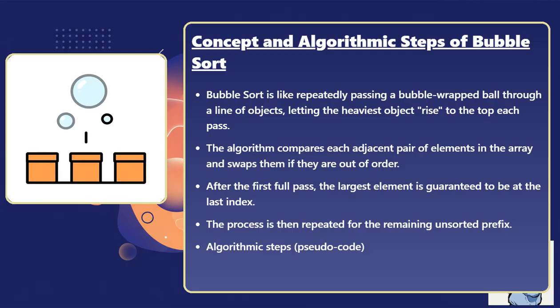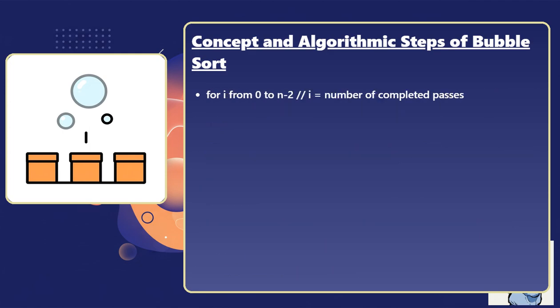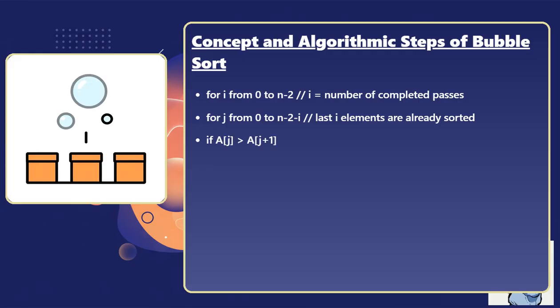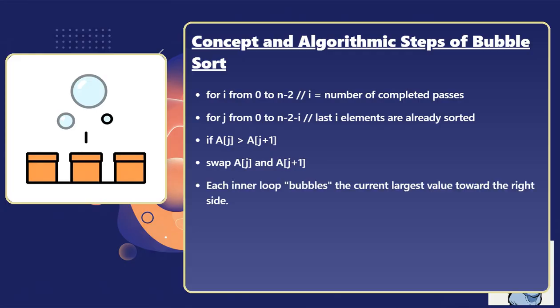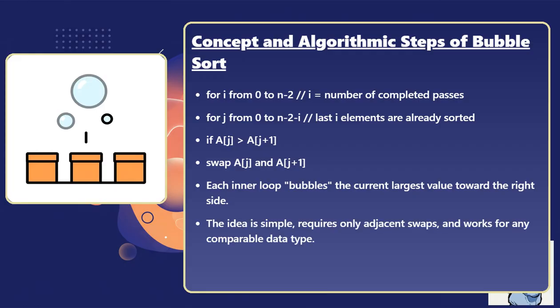Algorithmic steps, pseudocode. Function bubble sort(a[0..n-1]). For i from 0 to n-2, i equals the number of completed passes. For j from 0 to n-2 minus i, since the last i elements are already sorted. If a[j] is greater than a[j+1], swap a[j] and a[j+1]. Each inner loop bubbles the current largest value toward the right side. The idea is simple, requires only adjacent swaps, and works for any comparable data type.